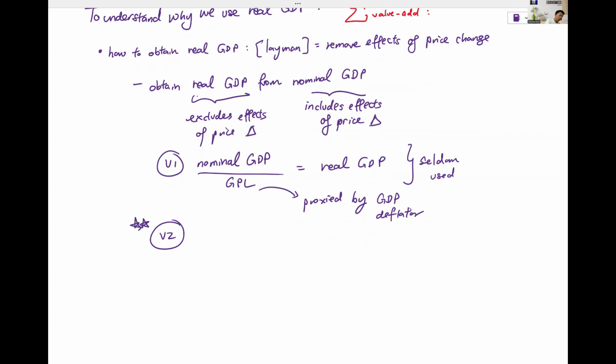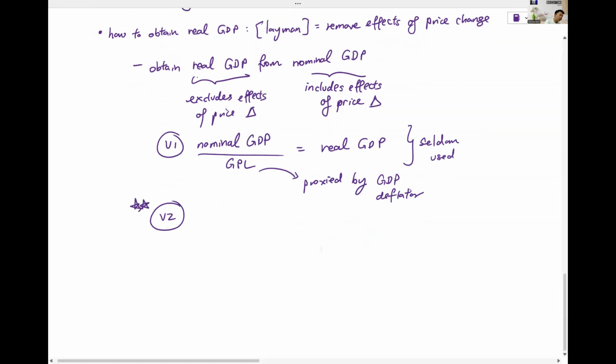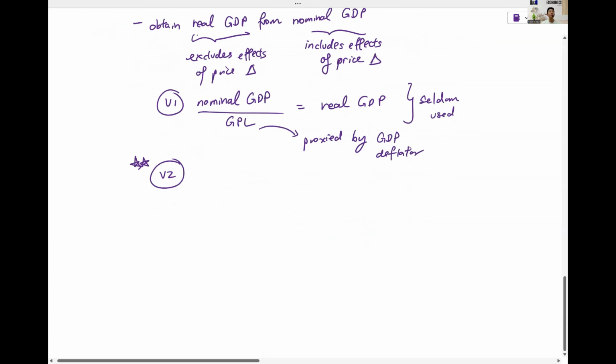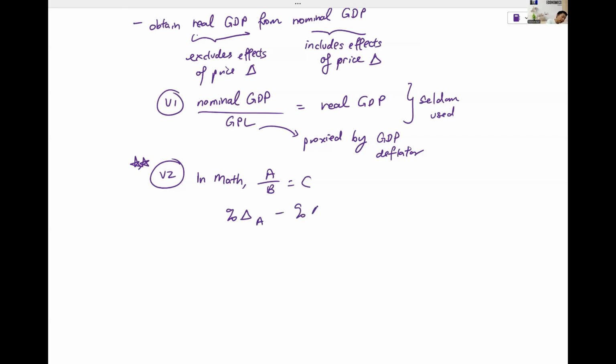Version 2 is very common. Version 2 uses a mathematical principle. It's actually an approximation. Do you know in math, I don't know if you all have come across this. If A over B gives you C, percentage change in your numerator minus percentage change in the denominator gives you this. It's a bit like uncertainty, but it's not exactly the same. This is something you do in math. Or you probably have not seen it yet. Huh? No, we've used it in econs for quite a while.